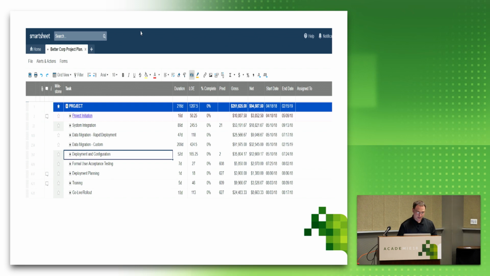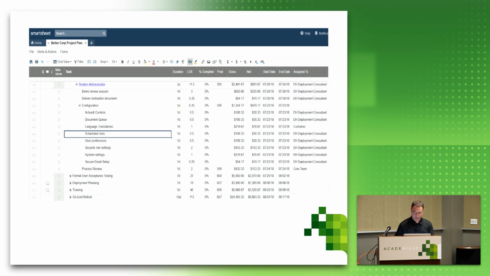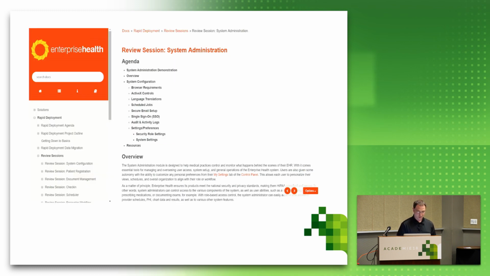So in our project plan, the system configuration for scheduled jobs falls in the deployment and configuration section of the project plan under system administration. System administration begins with a customer review session to demonstrate the workflow and discuss system configuration. And then here's our review session outlines the agenda for the meeting with the customer. Each component's outlined in this document to review what information needs to be collected, what decisions need to be made, identify gaps between the standard product and customer requirements.